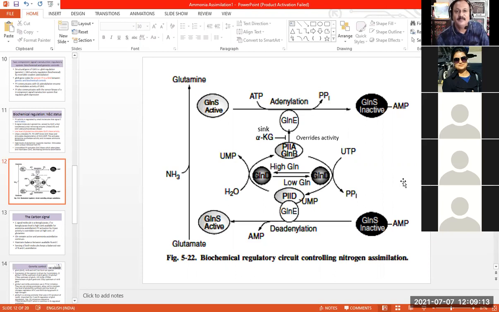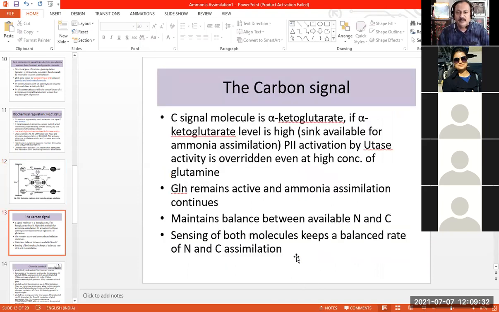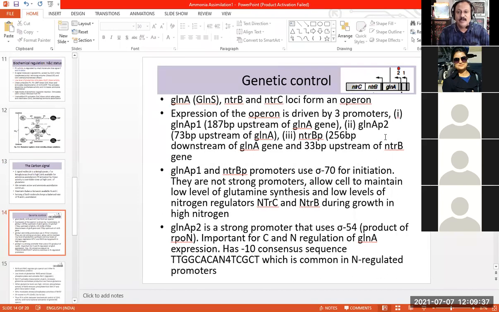So from the corona example, you can try to understand this regulation. Although glutamine is available, still the cell would make more glutamine because alpha ketoglutarate is available. Clear? So that is what is written here in this slide. I'll skip the slide because I have already told you.